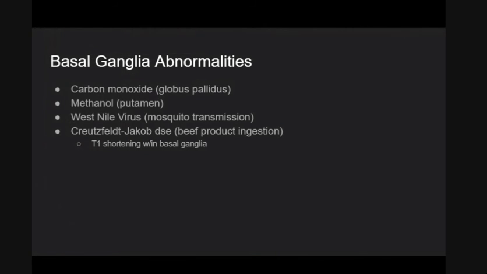So for other basal ganglia abnormalities, these include carbon monoxide poisoning, which usually involves the globus pallidus, excessive methanol, which affects the putamen, West Nile virus, which is a disease transmitted by mosquitoes, and Creutzfeldt-Jakob disease, which occurs in ingestion of beef products. These present usually as T1 shortening within the basal ganglia.